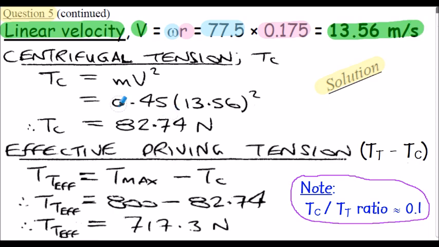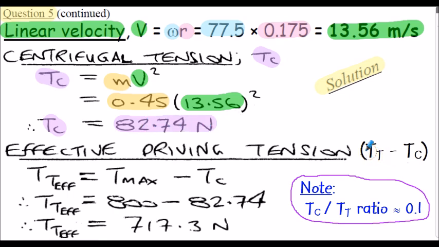We can then determine the centrifugal tension, Tc, knowing the mass per unit length given in the question, having just calculated the value of linear velocity. We can evaluate Tc, 82.74 newtons in this case.